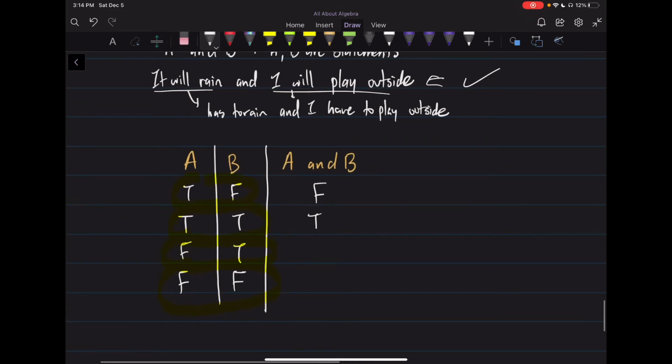Now, it doesn't rain, but you go outside to play. Again, both of them have to happen in order for it to be true. So you get false. And again, you don't go outside to play, and it doesn't rain. Well, the statement was, it will rain and I will play outside. You're very certain about it. But if neither happens, then it's still false.